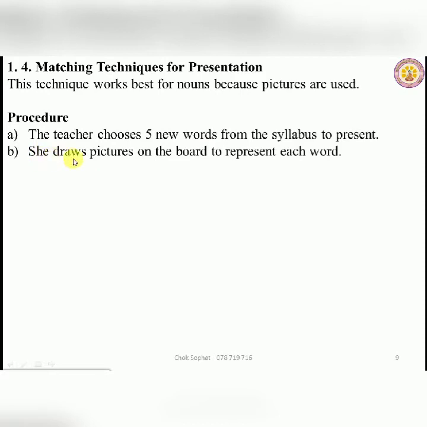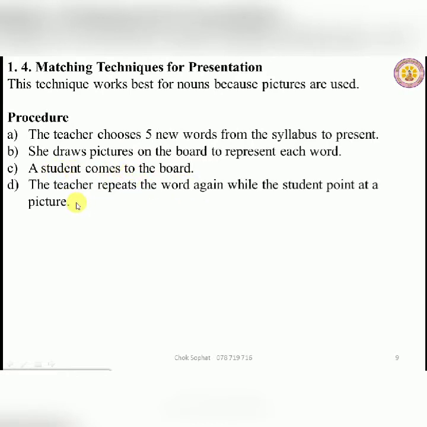B. Draw pictures on the board to represent each word. So you can draw 5 pictures for the 5 words. A student comes to the board, and you can ask your student to come to the board and match the picture with the word. The teacher repeats the words again while the student points at the picture.